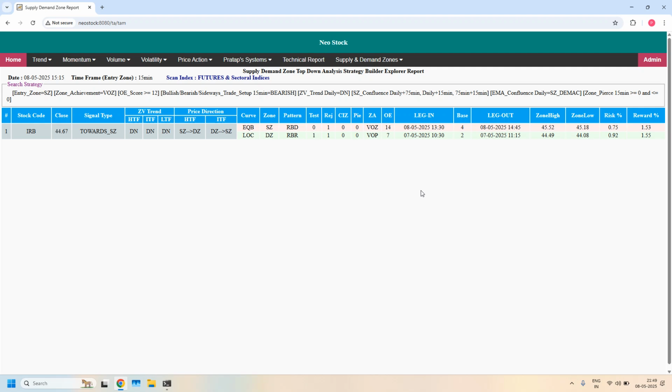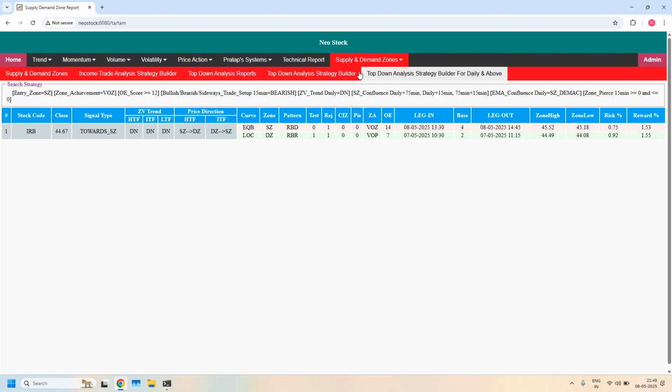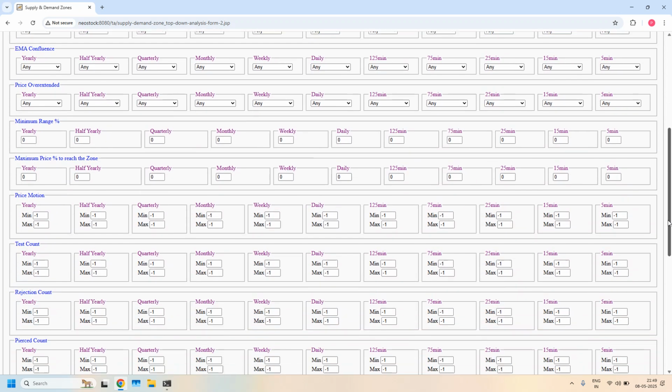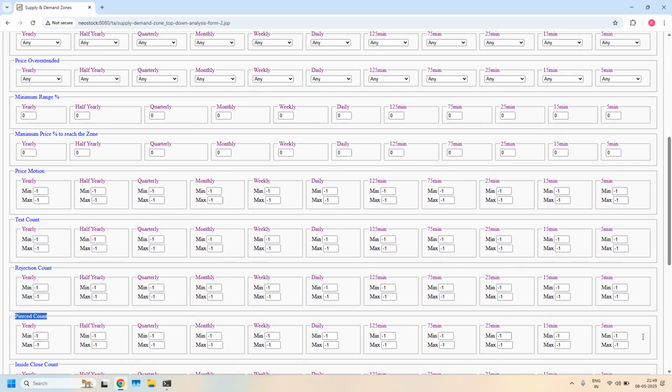Next, let us look into hourly income trade stocks. In hourly income trade, entry time frame is 5 minutes. First, long trade setup for sideways, entry zone, demand zone. Bullish, bearish or sideways trade setup at 5 minutes time frame, I am selecting sideways long. Zone achievement VOZ, minimum odd enhancer score 12, and also the 5 minutes demand zone should not be pierced. So in the pierced count parameter at 5 minutes time frame, minimum value 0, maximum value 0.